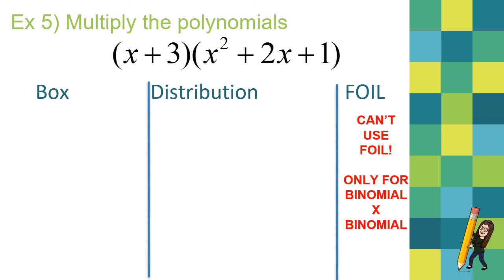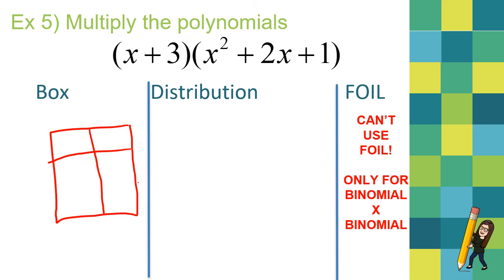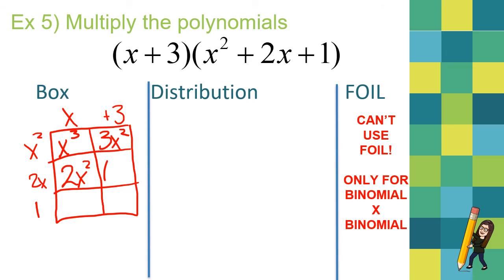So this one I will show. First, if you want to try box, it doesn't matter if you do a 3 by 2 or a 2 by 3. Either way works. So I have a positive x and a positive 3. I have an x squared, a 2x, and a 1. X times x squared, x cubed. 3 times x squared, 3x squared. 2x times x, 2x squared. 3 times 2x, 6x. 1 times x, x. 3 times 1, 3.